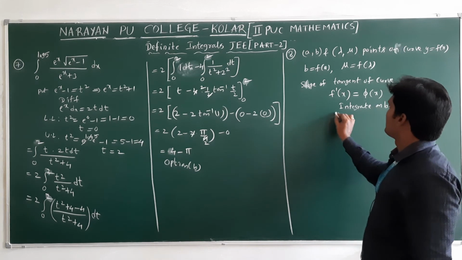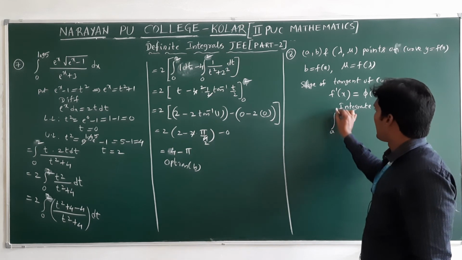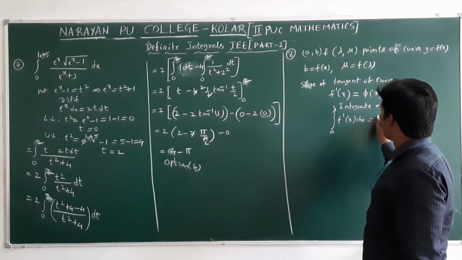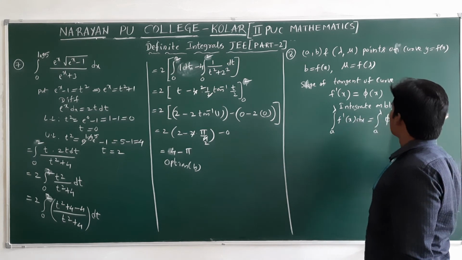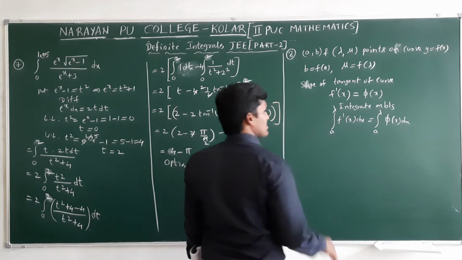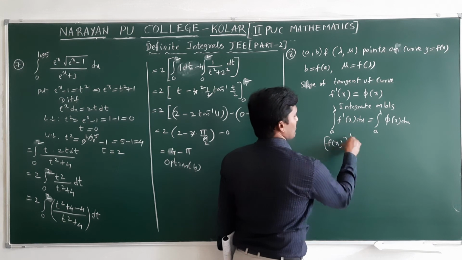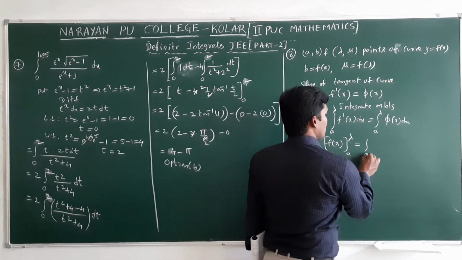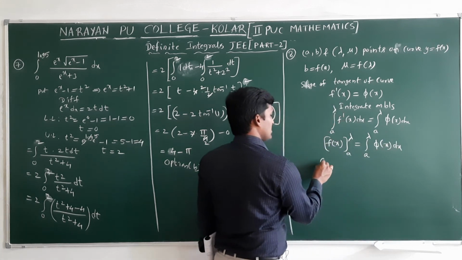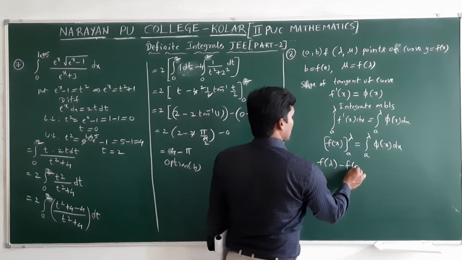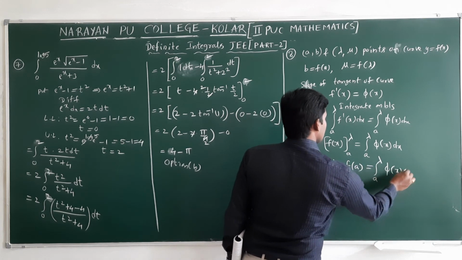Integrating on both sides, integral of f'(x) with limits from a to lambda, because we need to find the integral from a to lambda of phi(x) dx. Integration and differentiation both get cancelled. Here for f(x), we need to substitute the limits from a to lambda. This is the required value, the integral from a to lambda of phi(x) dx. Substitute the upper limit: f(lambda) minus f(a) equals the integral from a to lambda of phi(x) dx.